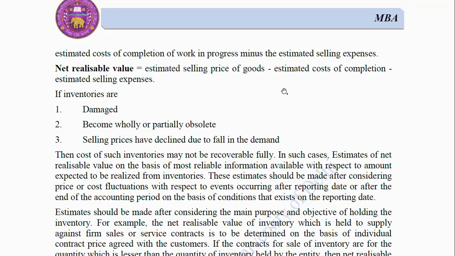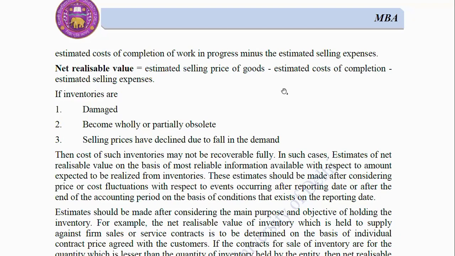If inventories are damaged or become wholly or partly obsolete, or selling prices have declined due to fall in the demand, then the cost of such inventories may not be recoverable fully. In such cases, estimates of net realizable value are made on the basis of most reliable information available with respect to the amount expected to be realized from inventories.